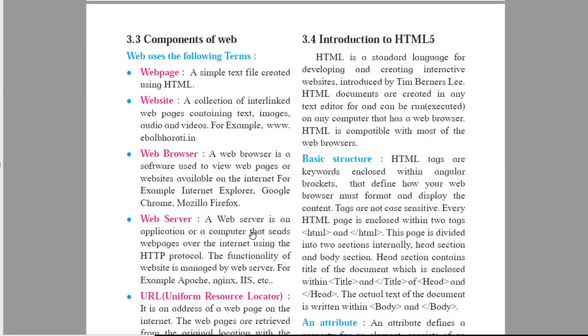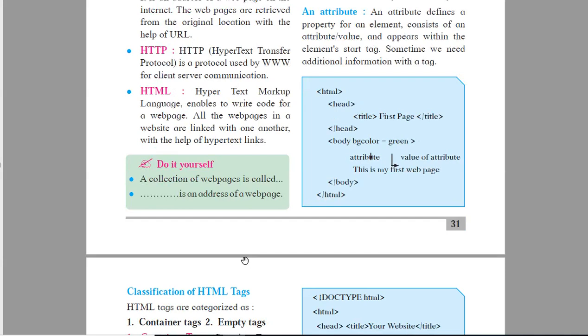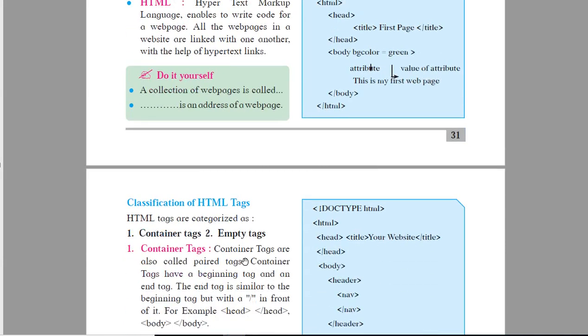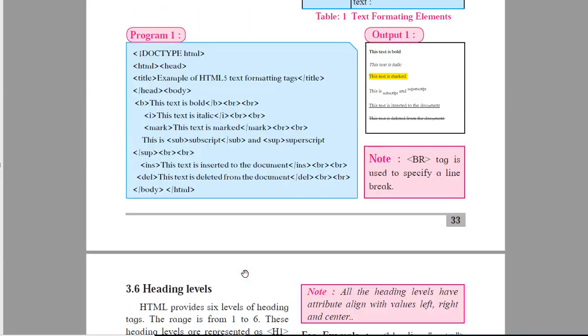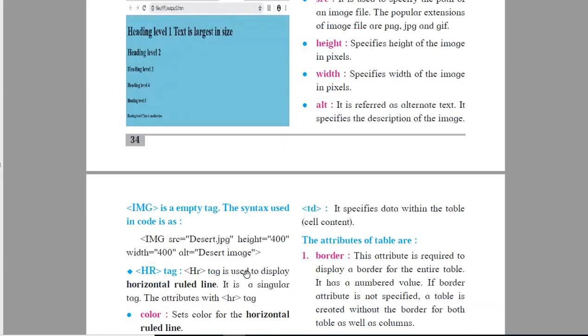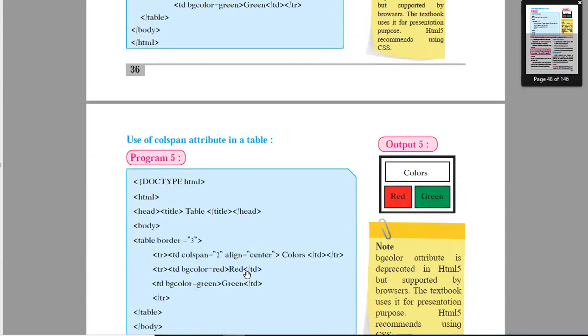After that we have studied basic HTML, that is, the basic structure of HTML, then what is an attribute and what are the different types of attributes for a particular tag, then what is a container tag and pair tag, and also we have studied some examples on HTML. Now let's start with the exercise of chapter number 3.